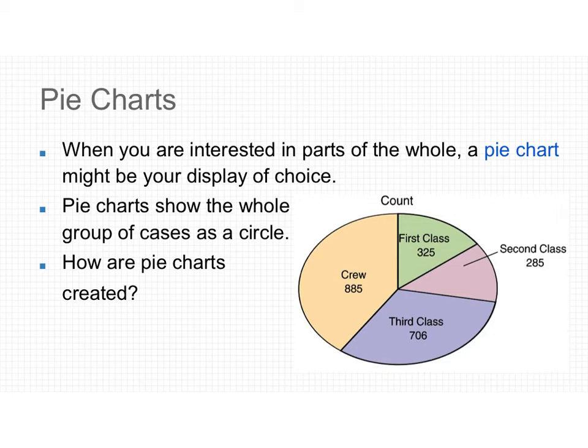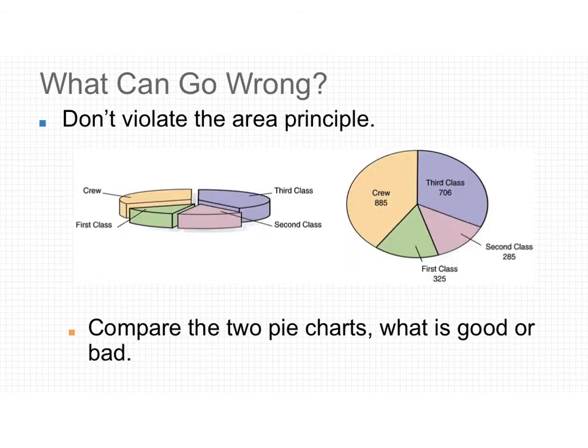Another way to display data visually is pie charts. You probably have seen these before. Essentially, instead of bars, all of the things listed there are put into a pie. So how are pie charts created? I want you to describe that down below. But we do have issues when you start dealing with visuals. So there's this idea of what can go wrong. Make sure you don't violate the area principle. What I want you to do is compare these two exact pie charts. What is good or bad about each of them? And how does that relate to the area principle?